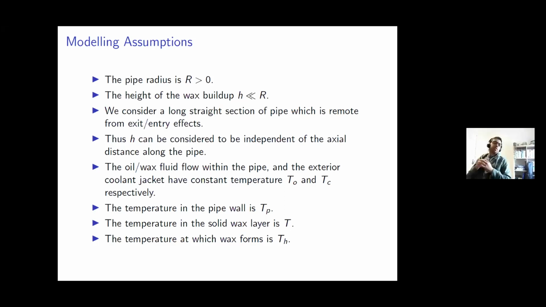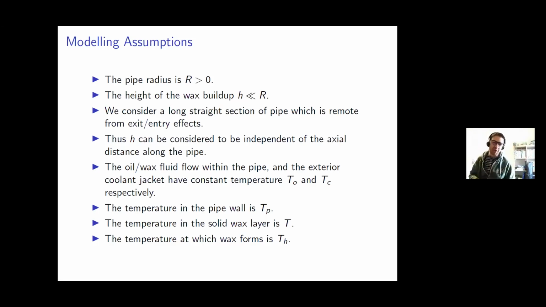Okay. So we'll first discuss the modeling assumptions related to this physical process. And these are as follows. We assume that we are going to have a pipe of radius R. And additionally, we will assume that the stable equilibrium height of our wax buildup is substantially less than R. Of course, if the wax built up to the radius of the pipe uniformly across all sides, you wouldn't have any flow in the pipe anymore.